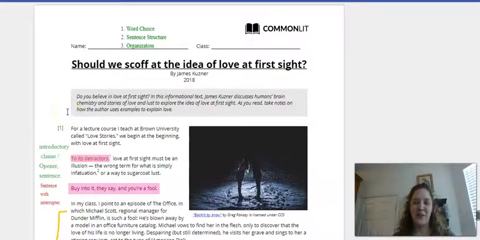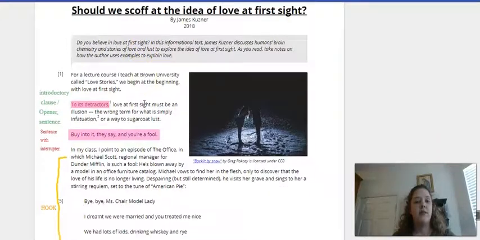Okay, so we are going to analyze the persuasive article from last week that you see in front of you for author's craft. And we are going to focus on these three things: word choice, sentence structure, and organization. So let's look at word choice first. So I'm going to scroll down.